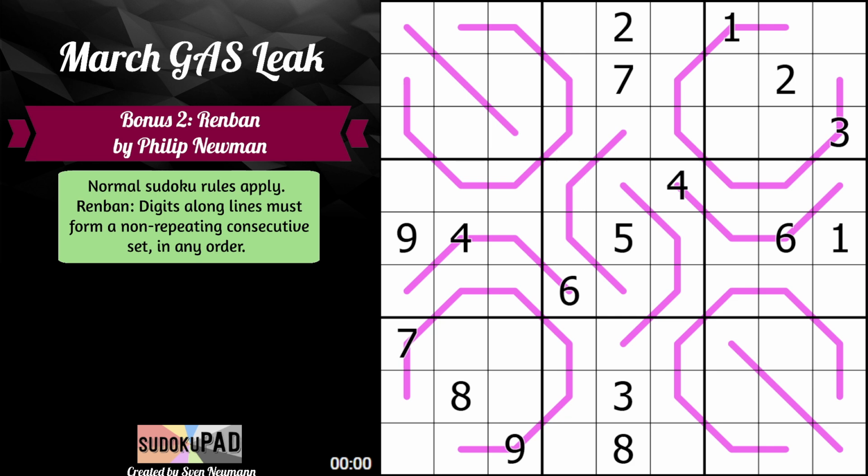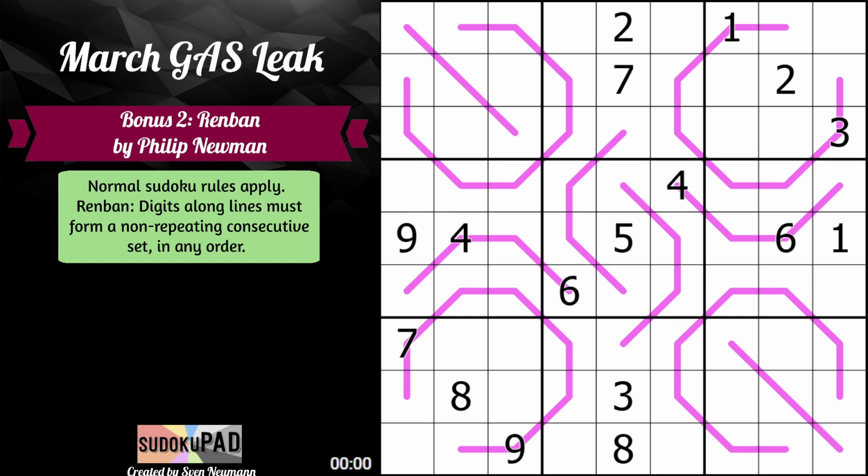This is bonus puzzle number 2. It's called Renban by Philip Newman. Normal Sudoku rules apply. Renban: digits along lines must form a non-repeating consecutive set in any order. So what does that mean?